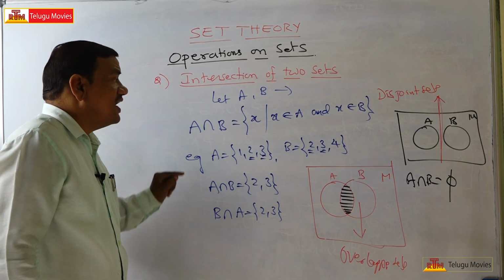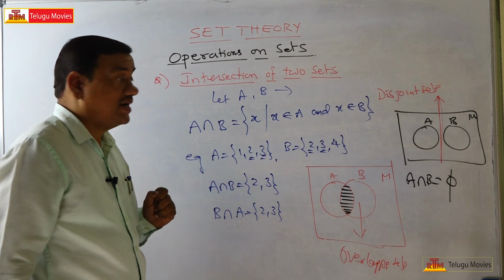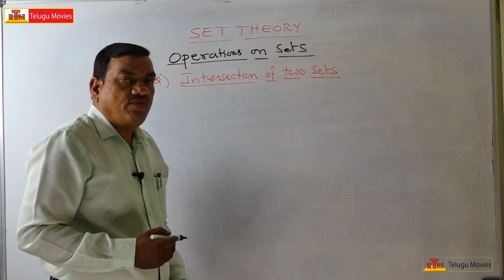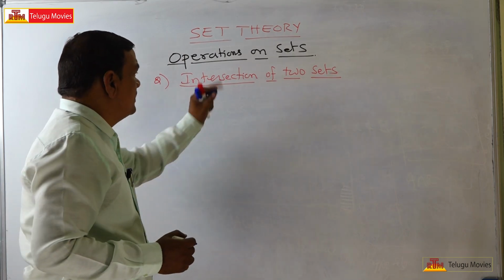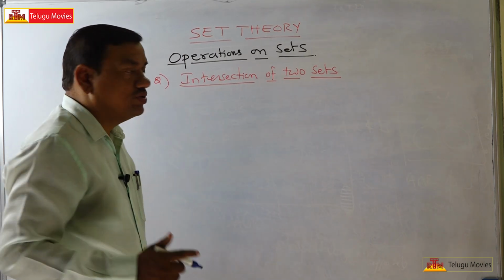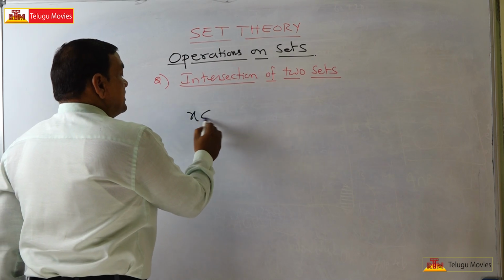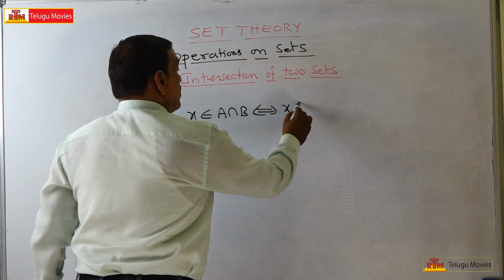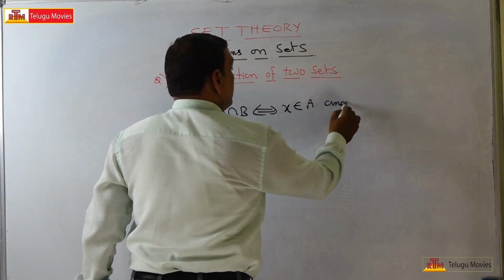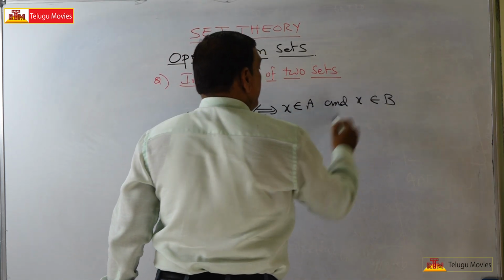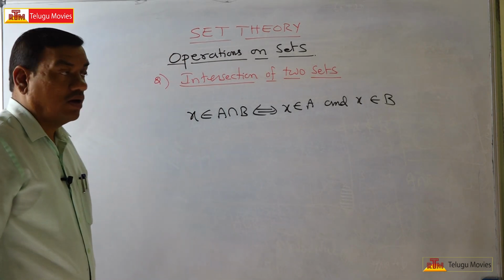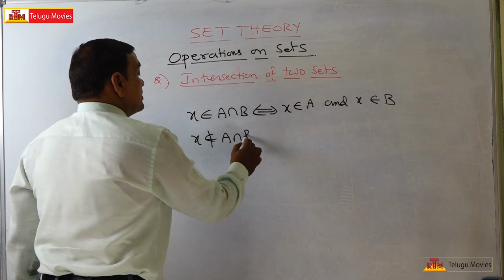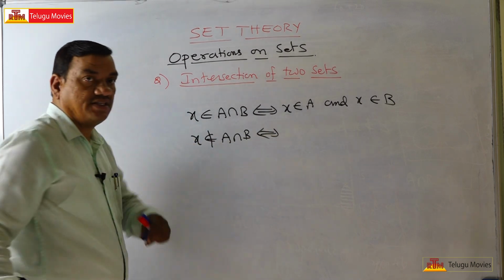Okay now. So here we have one important property in the intersection of two sets. Let us see that. One basic, very important point in the intersection of two sets is, if x belongs to A intersection B, that implies x belongs to A and x belongs to B, compulsory. Suppose x does not belong to A intersection B, then what happens?